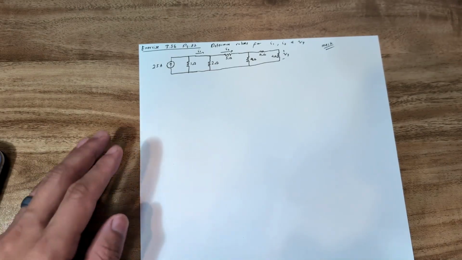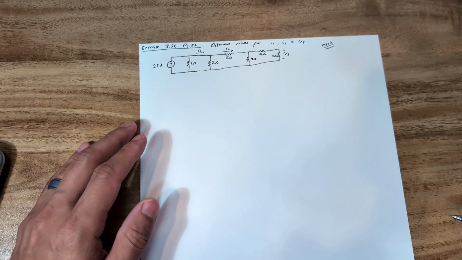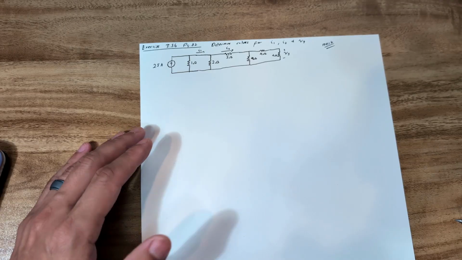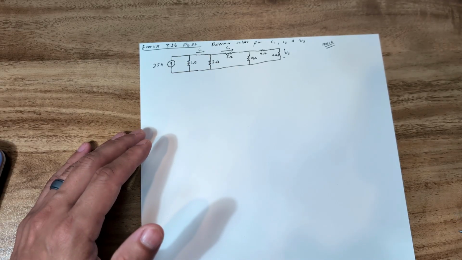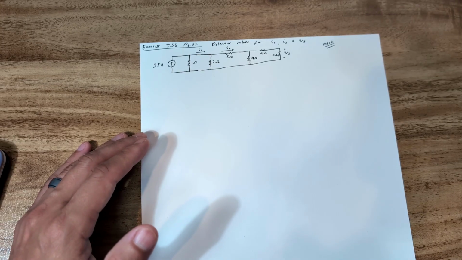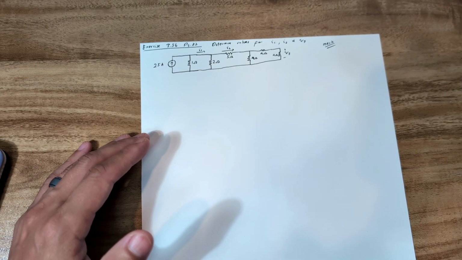Hello everybody, this is Horn Frog Engineering, and for this problem we're going to be using a problem from a textbook called Engineering Circuit Analysis by William Hayt. I think I'm going to butcher his name. It's the 10th edition, and this is exercise 3.56 from page 82.